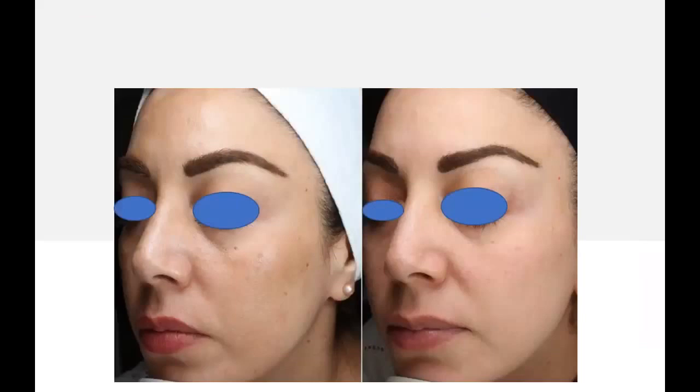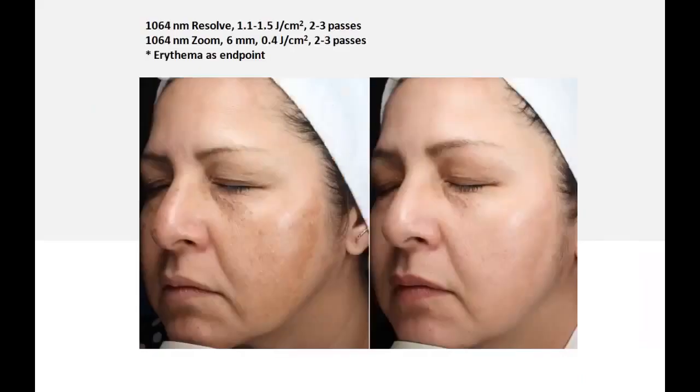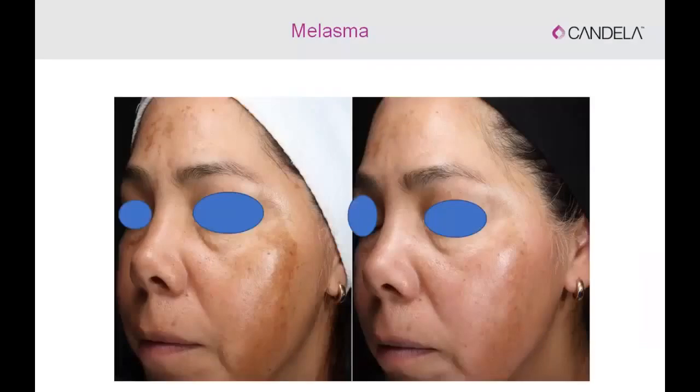Some before and afters with the melasma, again, it's the same approach. And here again, you can see some nice improvements with the before and afters of the melasma. And again, that's the same approach of the Resolve handpiece 1064, followed by large spot zoom, low fluence, multiple passes, erythema as endpoints. Again, other examples and other examples.